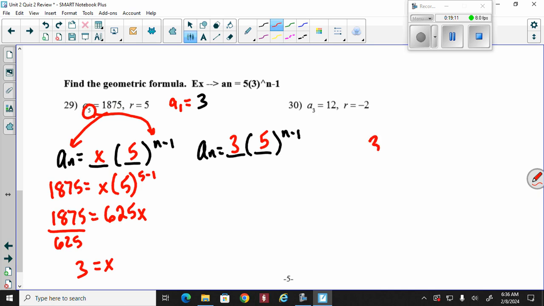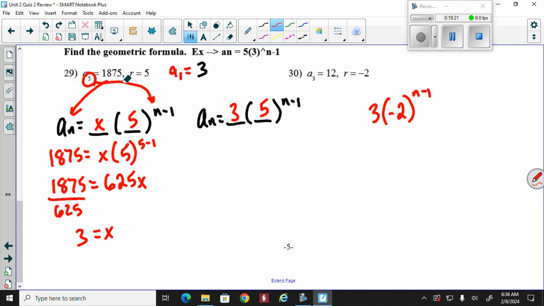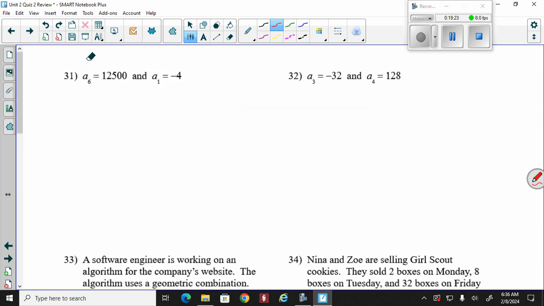All right, so question number 30, the answer is 3 times -2 to the n minus 1 power. Okay. Moving on. All right, question number 31.